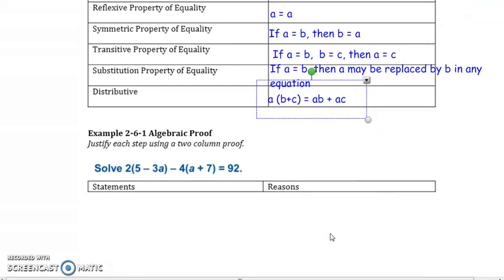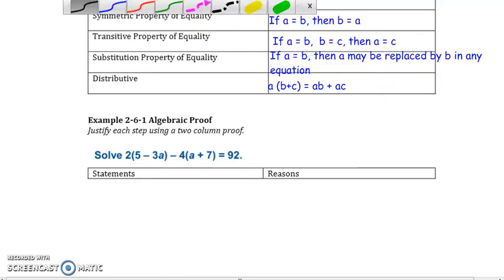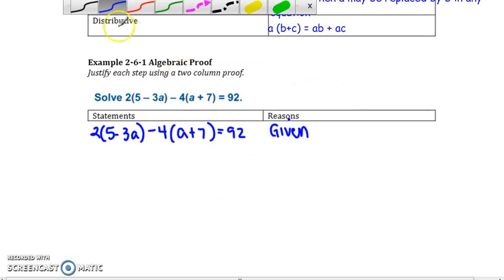All right, let's take a look at an algebraic proof. An algebraic proof is basically solving an algebra problem, but using the reasons from above, which we list off to the side. Our first step is what we're trying to solve: 2 times the quantity 5 minus 3a, minus 4 times the quantity a plus 7, is equal to 92. And the reason is that it's given. Most of the time our first statement is going to be given.